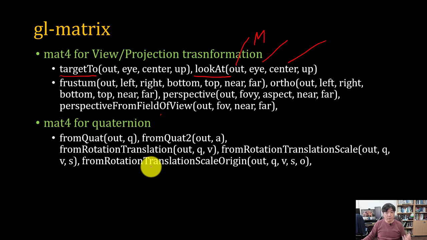Okay, before learning viewing transformation and projective transformation, I will change the code to practice it. Okay, and there are some projective transformations. The first, ortho, is orthogonal view, perspective is perspective view, and perspectiveFromFieldOfView. And there is another function for quaternion. I will explain quaternion later, so that we can calculate the matrix from a quaternion, and so we can calculate the quaternion rotation. So we will learn later, okay? So let's go into our code.